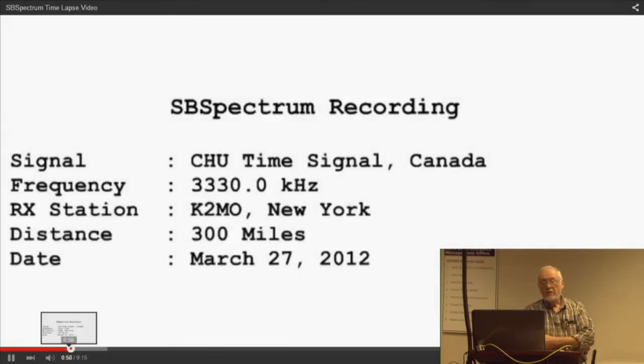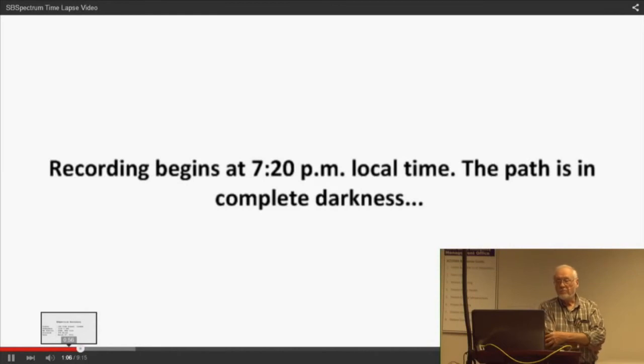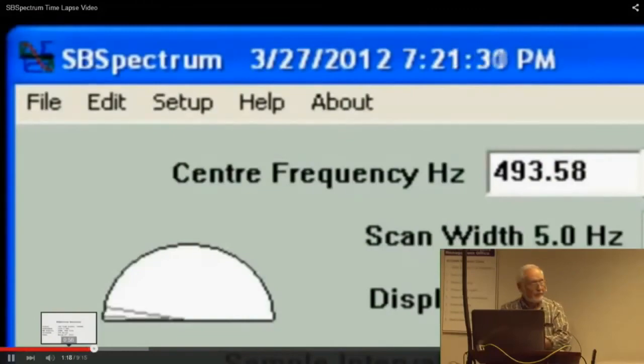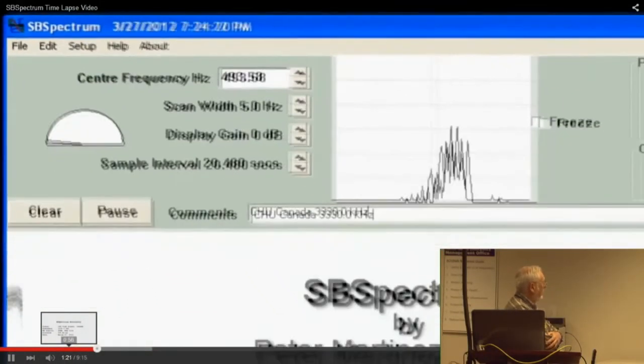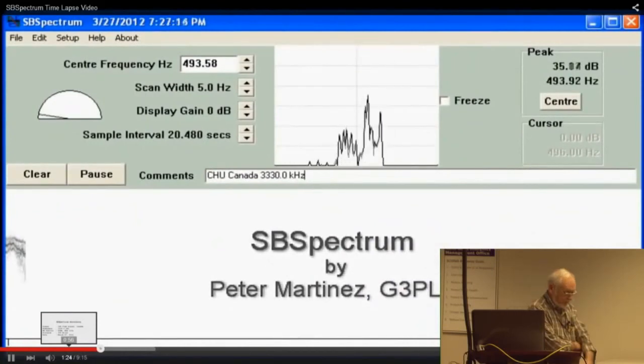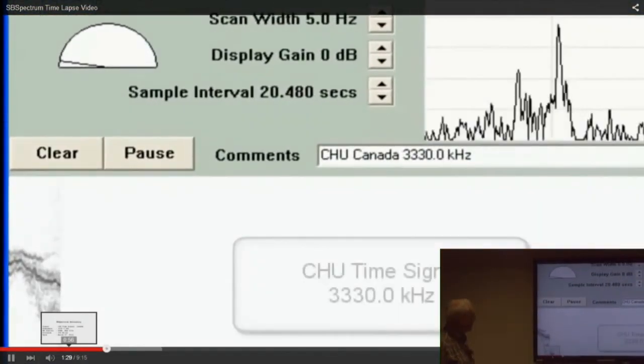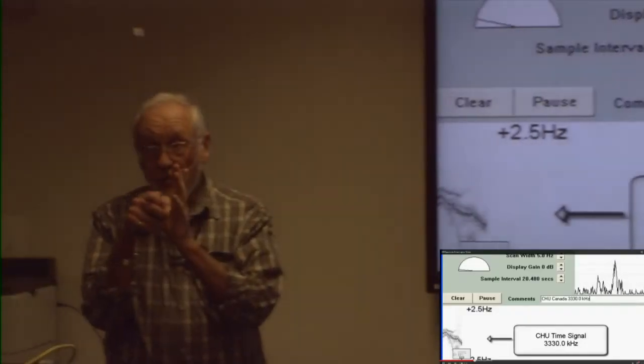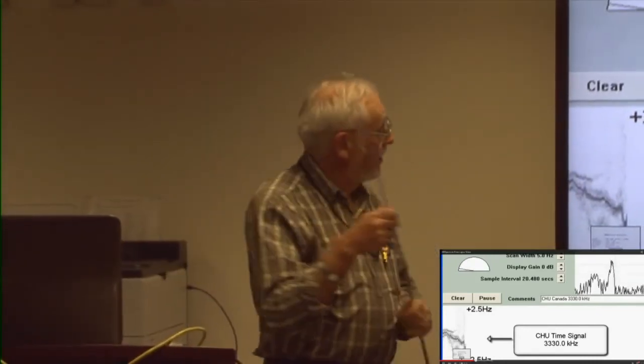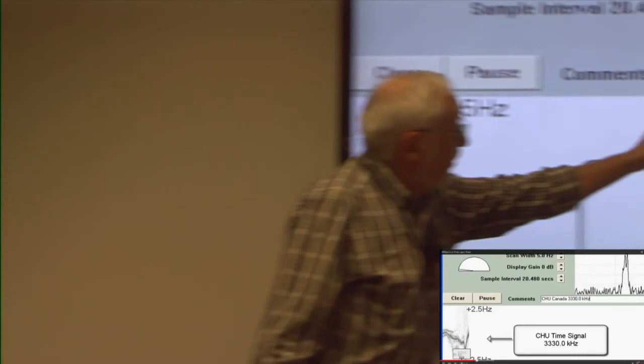What they did is they took the CHU time signal, which is Canada's WWV, on a frequency of 3330 kilohertz. And he's done this in the evening. The path is in darkness. And he's looking at the spectrum. Notice he's only looking at 5 hertz wide. I mean, very narrow look at the spectrum. He's not looking at a whole pile of frequency. This is the CHU signal, the time signal.